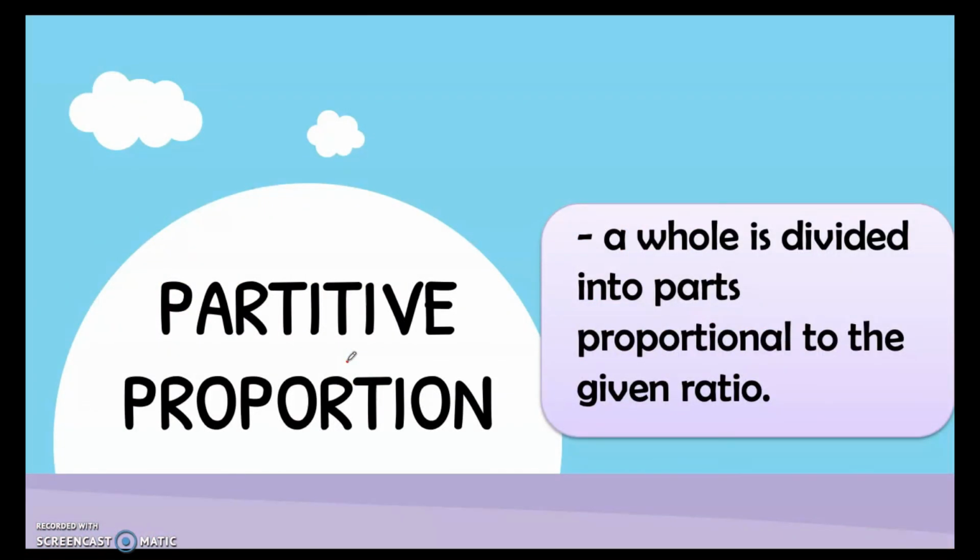So do not get confused about how to solve partitive proportion and how to identify if the problem is a partitive proportion. All you need to remember is that a whole is divided into parts proportional to the given ratio. And the steps are: first, you add the terms in the ratio. Next is to divide the total value by the sum of the terms of the ratio. And then multiply each term by the quotient you get in step 2.